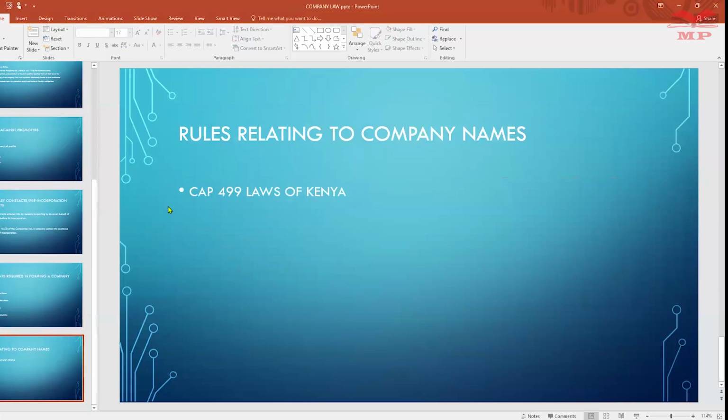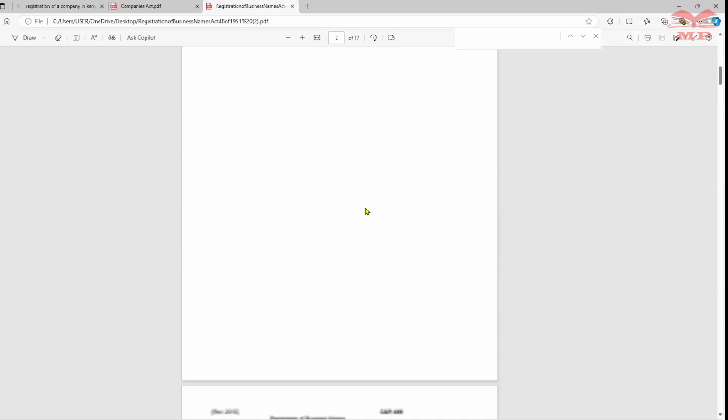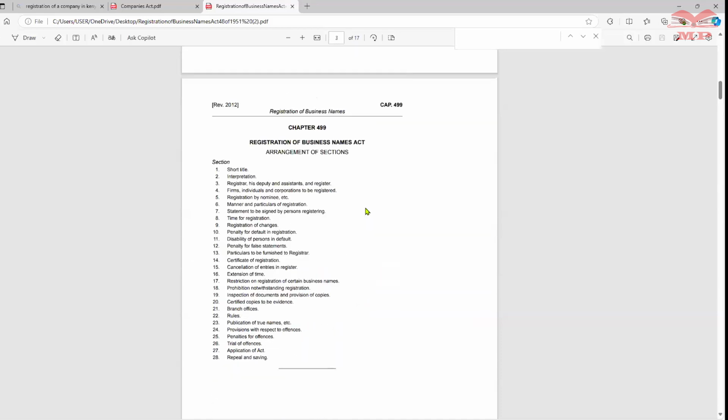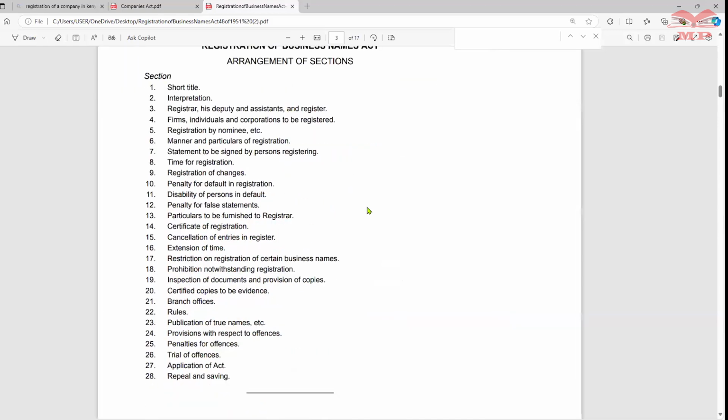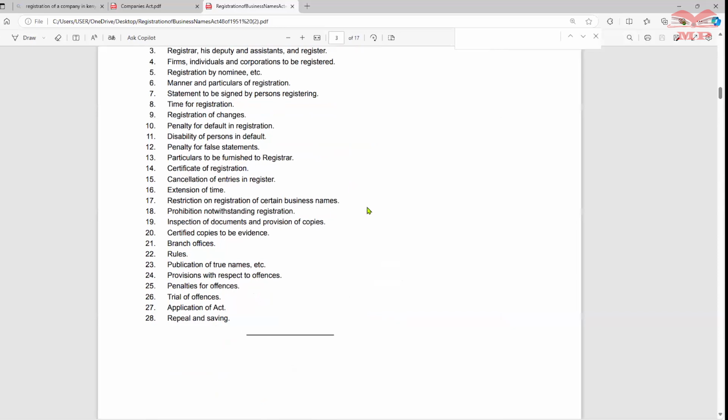We'll now proceed to rules relating to company names. And this is guided by Cap 499 laws of Kenya. Cap 499 is the registration of business names. We're looking at the revised edition, and it will be a guiding factor in how you register a business name. You can look at it later on. So we will read this with the Companies Act.